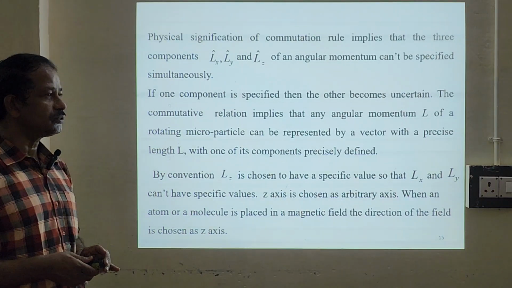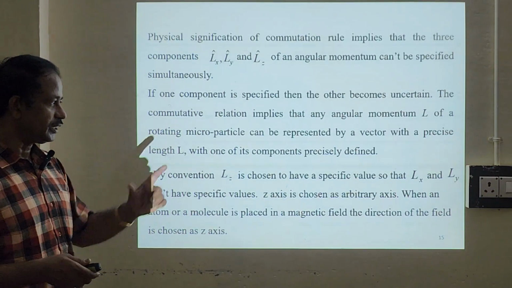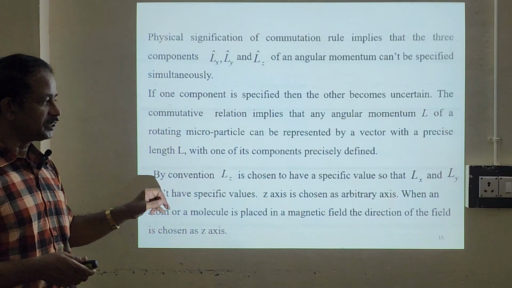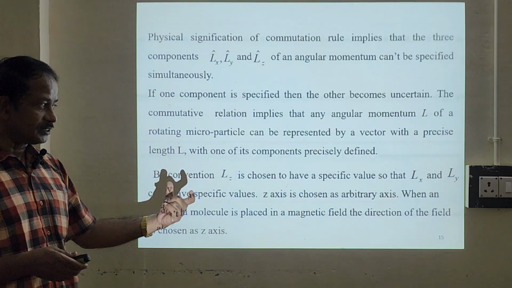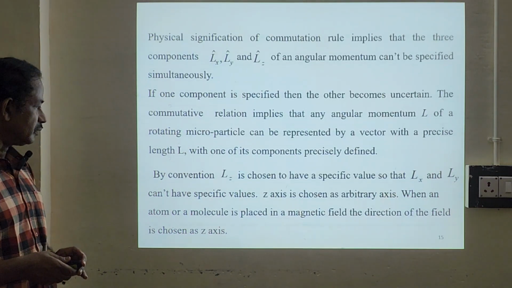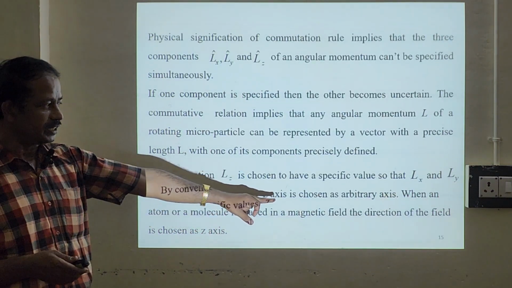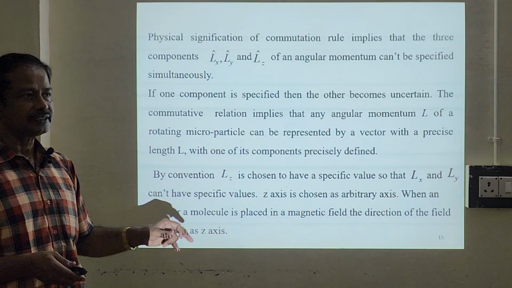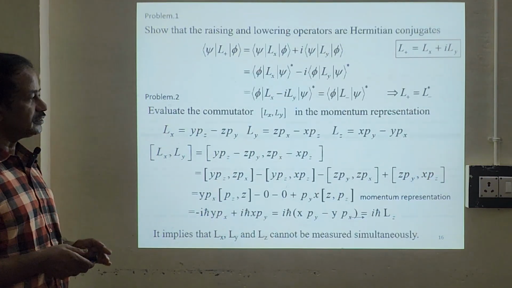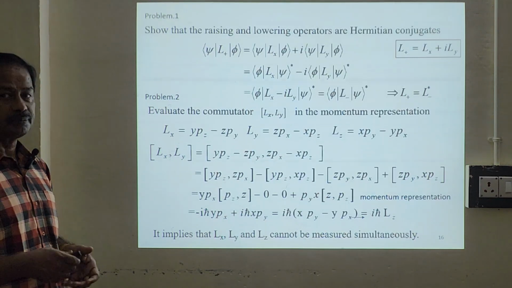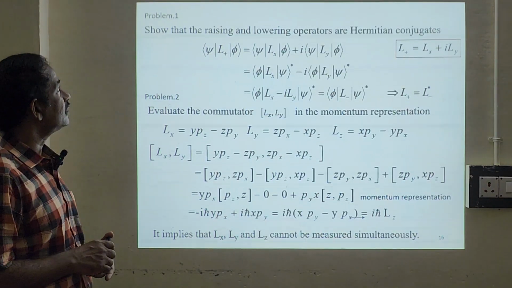So Lz is chosen to have a specific value so that Lx and Ly can't have specific values. The Z axis is chosen as an arbitrary axis. This is the reference axis for the magnetic field. When an atom or molecule is placed in a magnetic field, the direction of the field is chosen as the Z axis. Now we'll just see two problems which are very important problems for your CSIR examination.